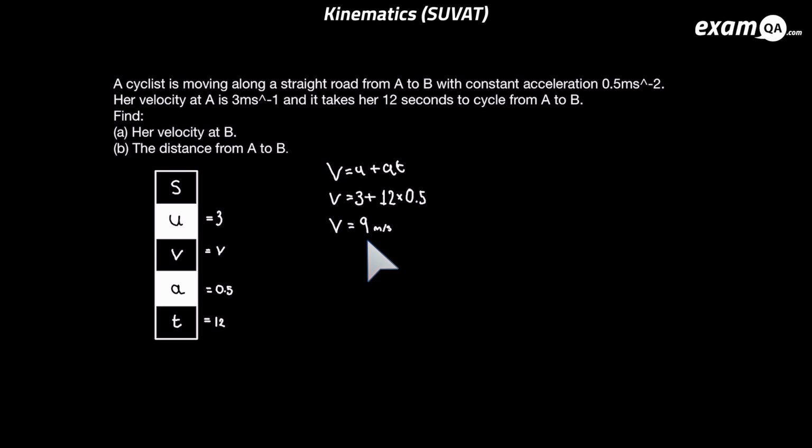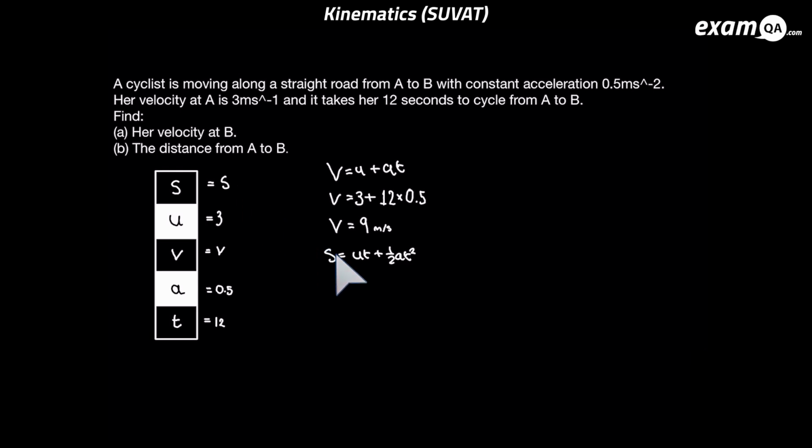Now the next part of the question wants us to work out the distance from A to B. So that's the S. So now that we have to work out S, which is the displacement, which formula are we going to use? Since we've got 4 pieces of information, we've got multiple formulas we can use. However, since V is something we worked out, it's better to use a formula which V is not in, just in case we got it wrong.